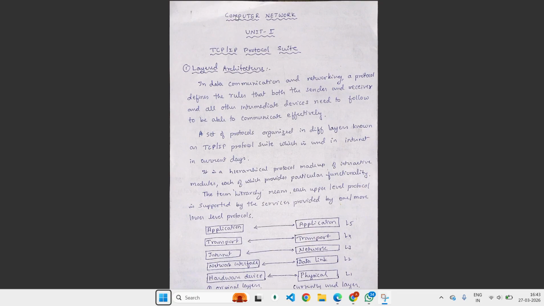So a protocol defines a set of standard rules and procedures which a sender and receiver have to follow. Not only the sender and receiver, but also the intermediary devices which are present between the sender and receiver. Even those devices have to follow a set of rules and regulations in order to perform effective communication. And TCP/IP is a hierarchical protocol which is made up of interactive modules.